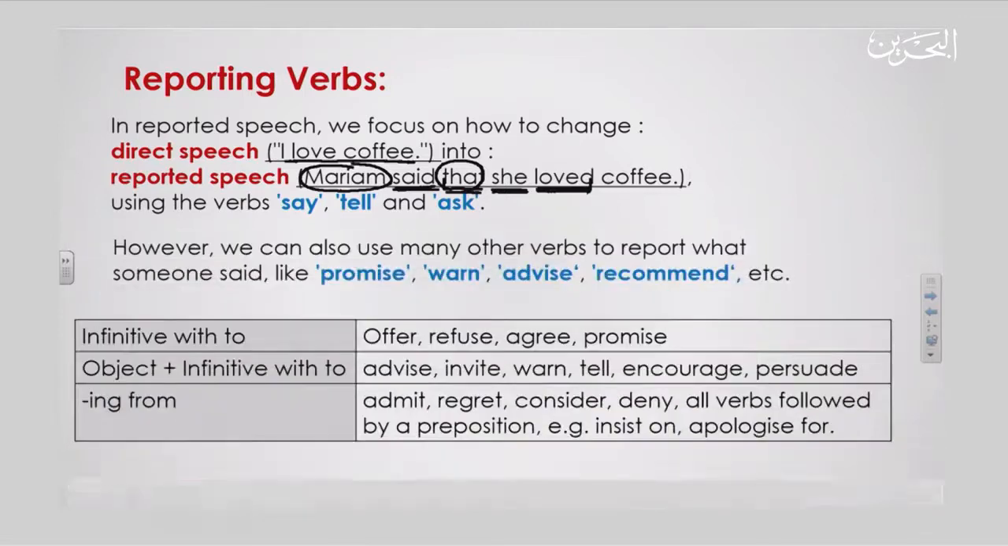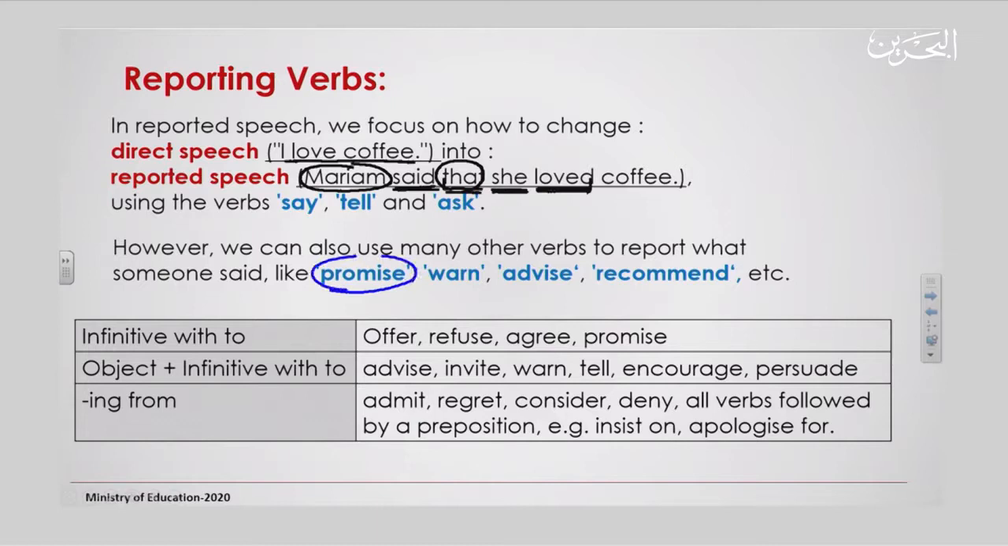There are other words or verbs, for example, promise, warn, advise, recommend, and etc. So here is a table that shows all the verbs or suggested verbs that you can use in reported speech. So there are different forms of using the reported speech.